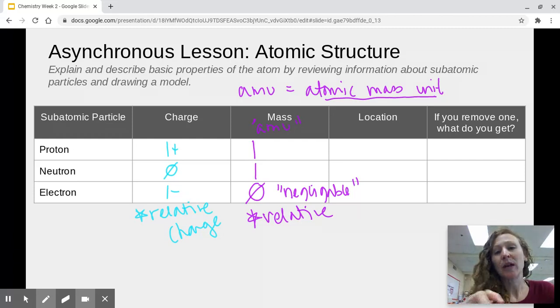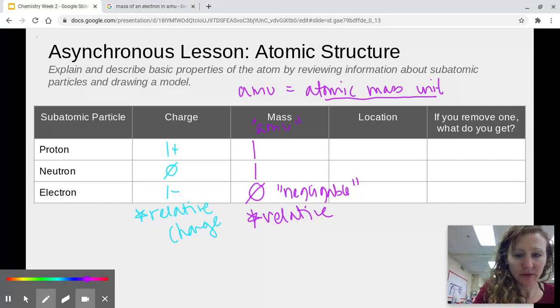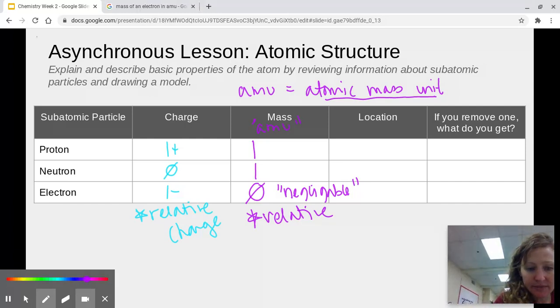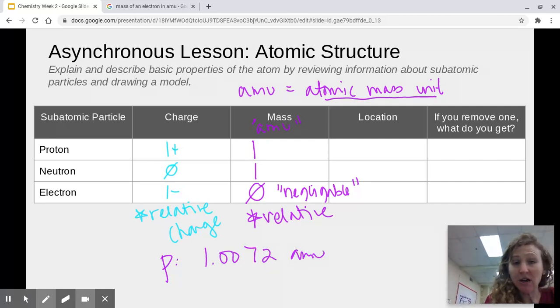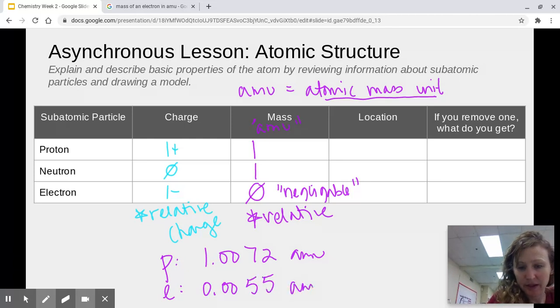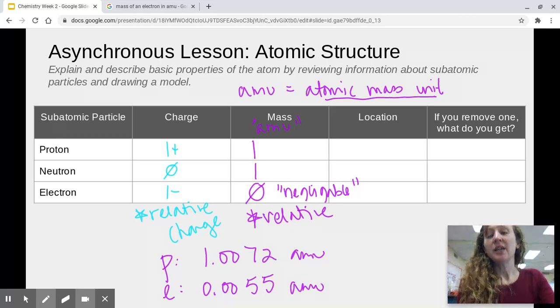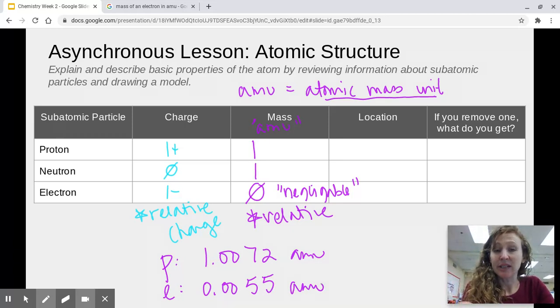Okay, and so this is what I mean by that. Let's say the mass of a proton is 1.0072 AMU. Okay, and let's say the mass of an electron is 0.0005 AMU. Okay, so here's the question. If I add the mass of an electron to a proton, does it make a difference?